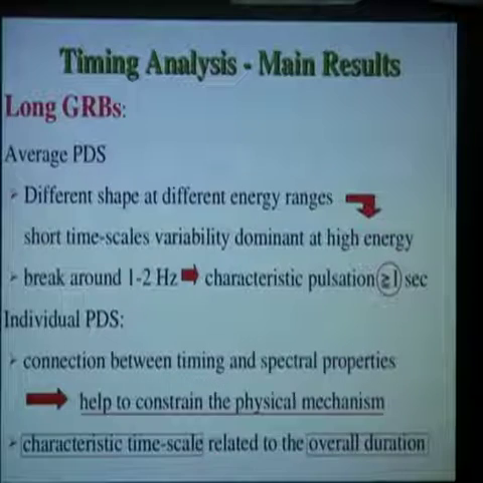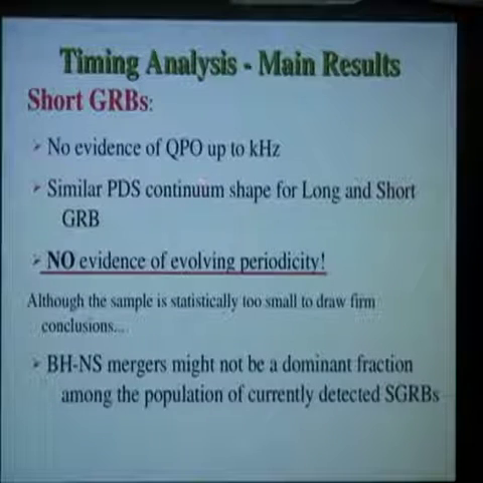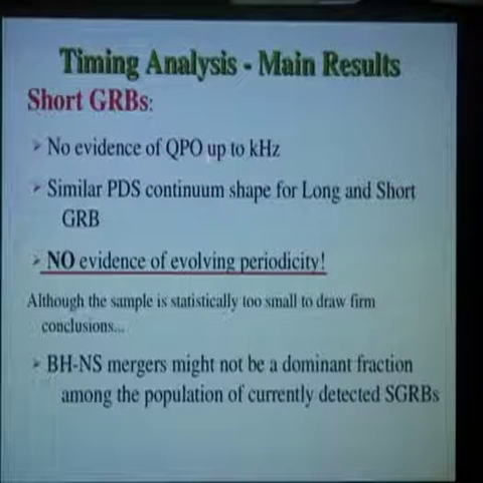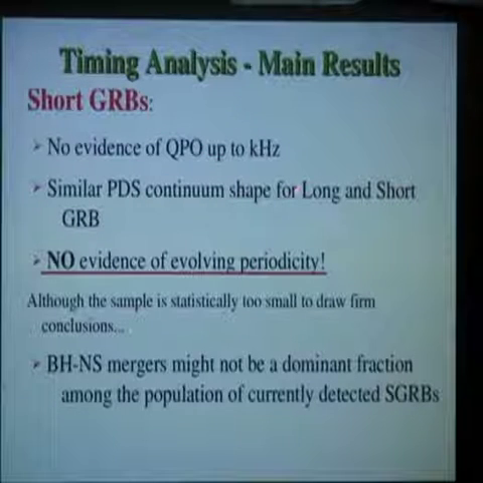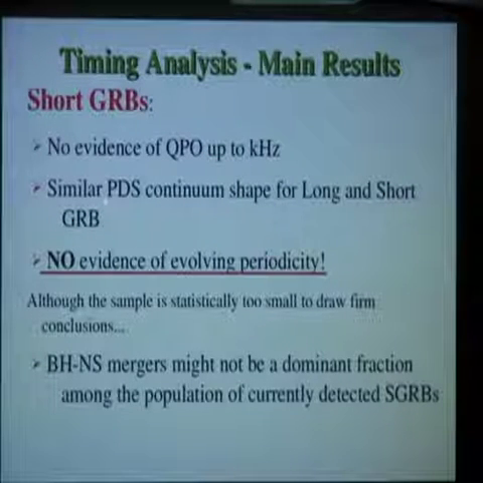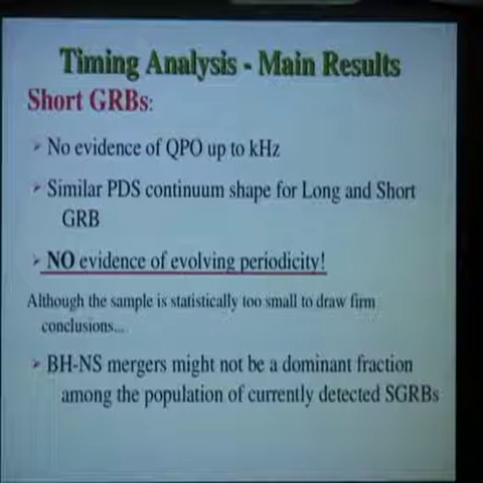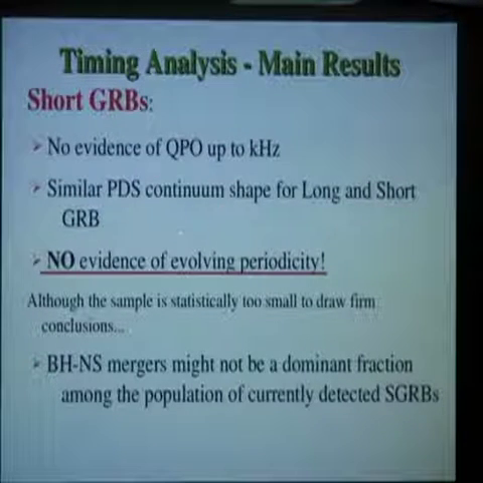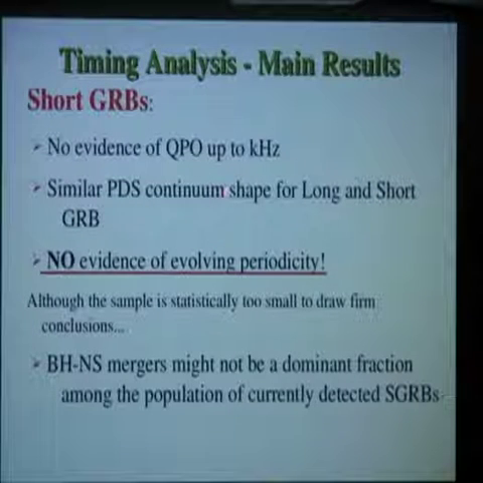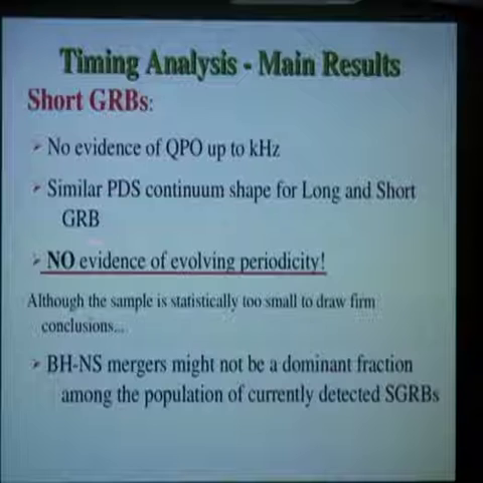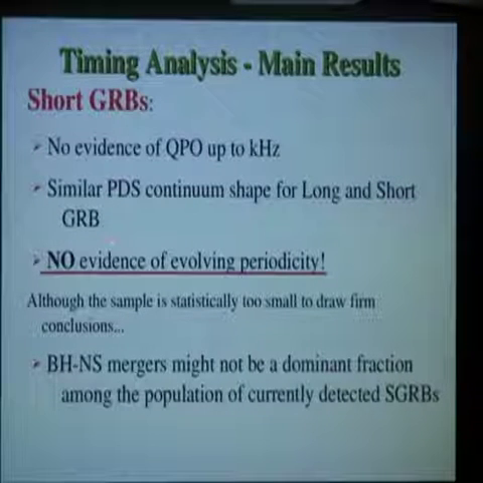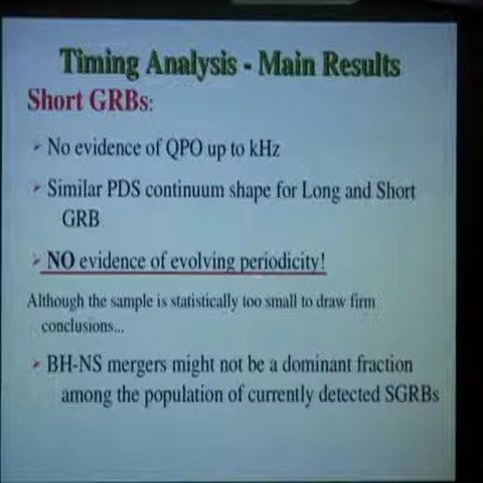the overall duration. For the short gamma ray bursts, we don't find any evidence of periodic or quasi-periodic oscillation up to kilohertz. And we found that this power density spectrum is similar for long and short. So maybe there is a common mechanism ruling the variability in the two different events. We don't find any evidence of evolving periodicity.